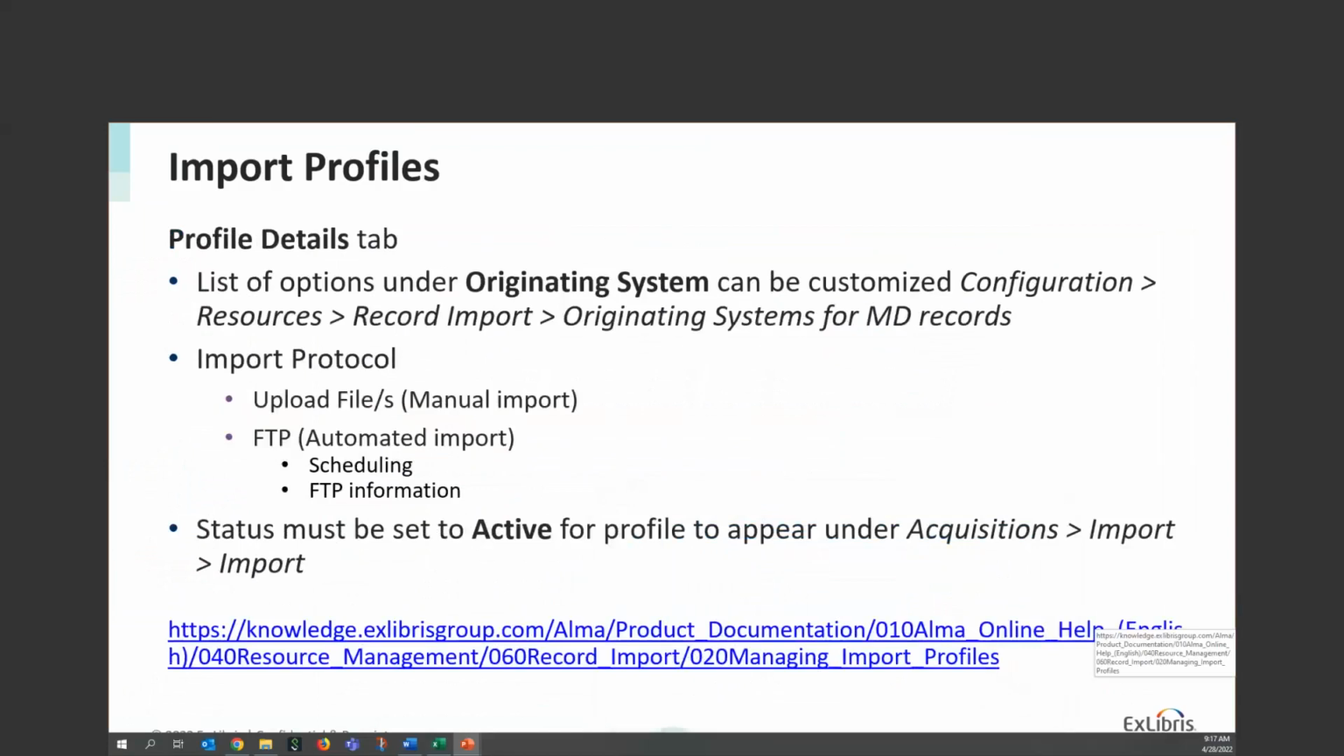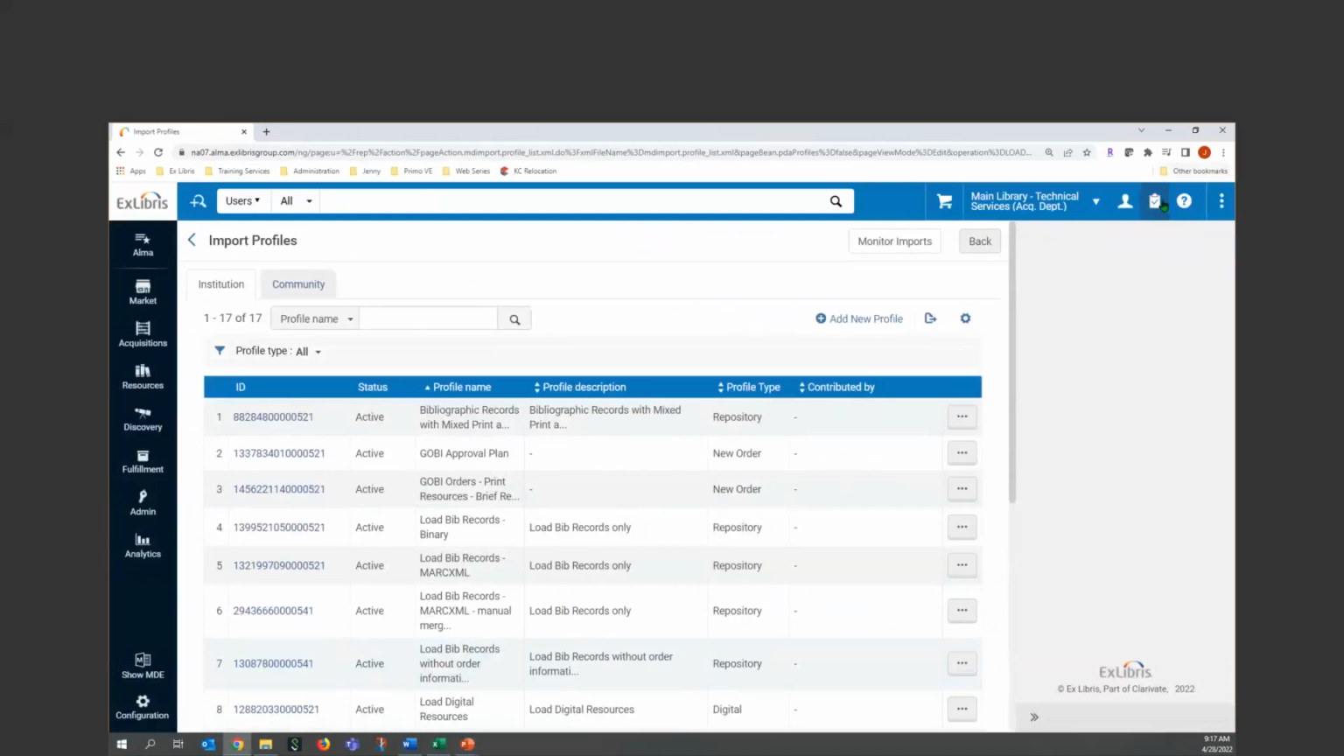This slide is just talking about that originating system, that import protocol to schedule. You can do that manually or you can schedule it, and set the profile as active for it to appear under acquisitions import. And I did put a link to the documentation in here. Remember, you could always access the doc from in here.